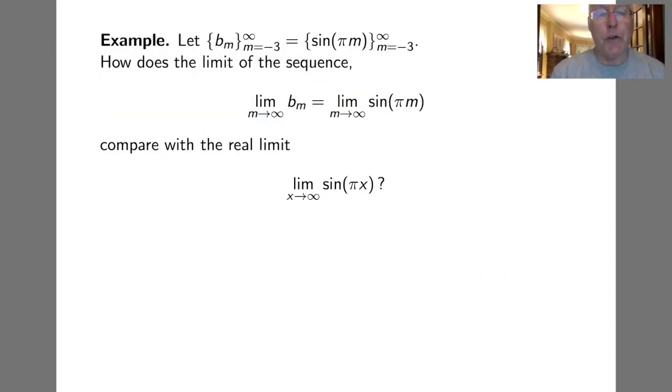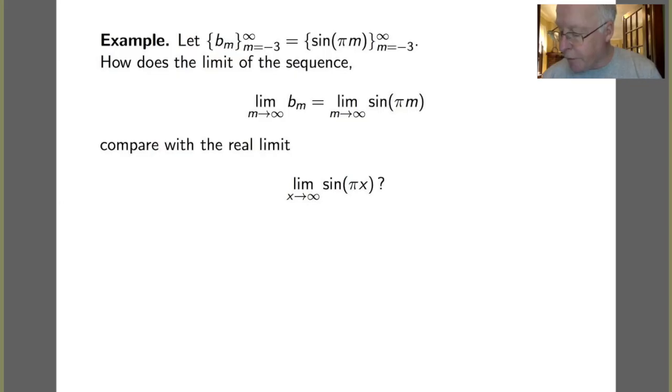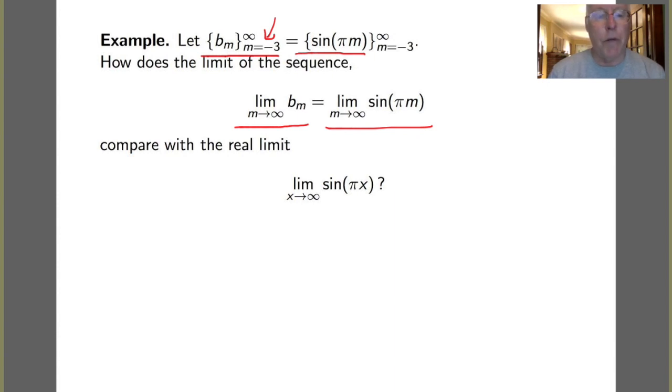The last example contrasts our work with limits of sequences with some of the early limit work we did. So let's consider the sequence. We'll just call it b sub m, for m, say, from -3 to infinity, just to pick a different starting point, given by sine of pi times m. We're going to look at the limit as m goes to infinity of b sub m, or the limit as m goes to infinity of sine of pi m. And we're going to compare this with the real limit as x goes to infinity of sine of pi x. How do these things differ, or do they differ?